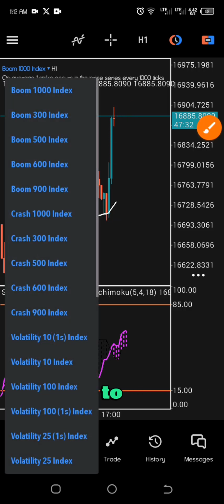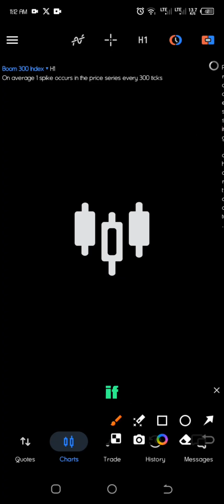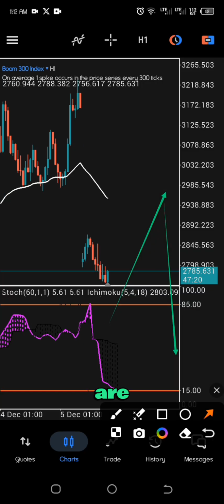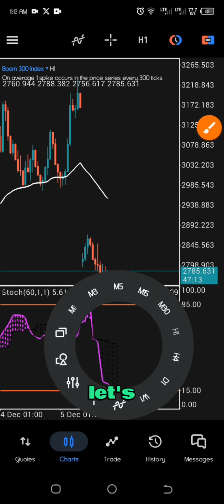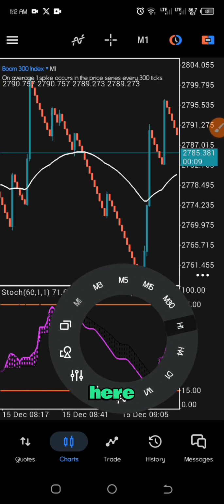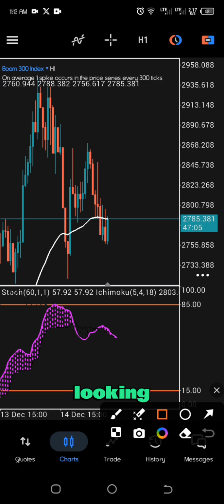Okay, so we go to another index and look at what that index is doing. If the index is going up, we are not going to look for a trade. But if the index is going down, which means the candles are going down, we are going to be looking for a sell. Okay, so let's go to the 1 minute time frame to look at what the price is doing. There's a different perspective on the Boom indices. We are going to be looking at this in a different way.